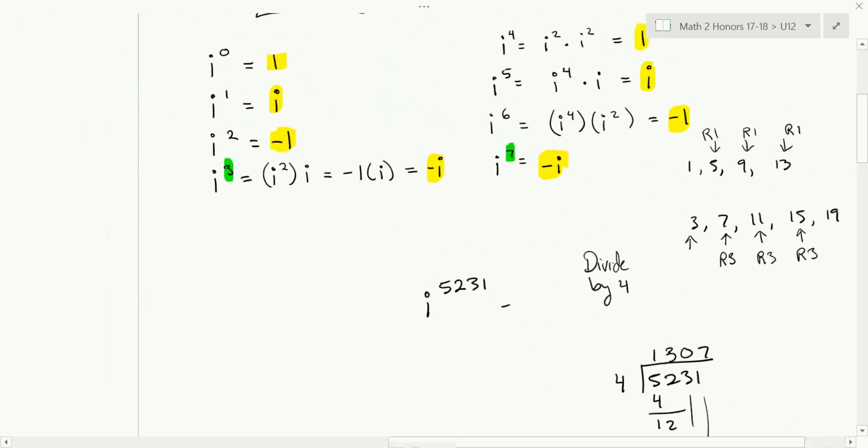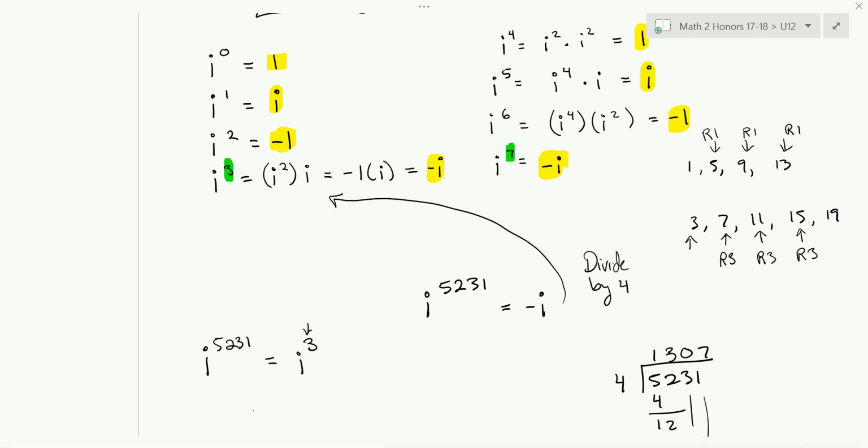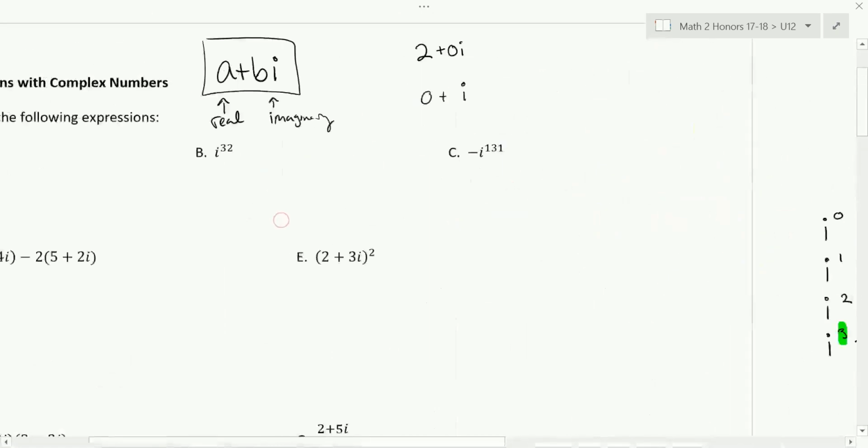Okay, so can you guys tell me the answer? Negative i, because it belongs to the i cubed group. So in other words, whatever the remainder is, you can change. So here we go. If I have i to the 5,231, I could say that that's equal to i to the third power, because that's the remainder when I divide that number by 4. Okay? And that's the key for us, all right? It's going to help us out a lot. So now let's take a look.